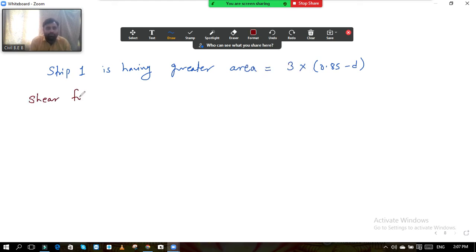So the shear force Vu is equal to, again the concept is same. Force is nothing but the stress into area. So stress means the soil pressure which is acting over there from below, that we will consider. So pressure is 300 into area. What is the area? Area will be the area of the strip you have taken just right now. So area is 3 into 0.85 minus d.